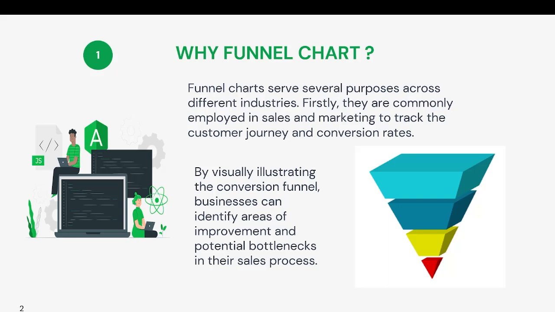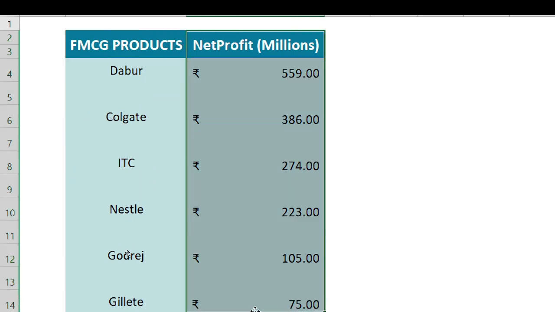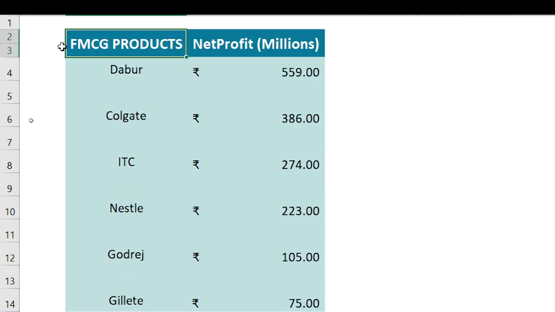Let's go to our Excel file to create the funnel chart. Let's look at the simple table which has the FMCG products and the net profit here. For every FMCG company, it's very important to understand the sales of that product and the net profit of any product. To get an easy visual about the top 5 companies, and out of the top 5, which one is doing better and which one is the least, a funnel chart will always do a good job there.